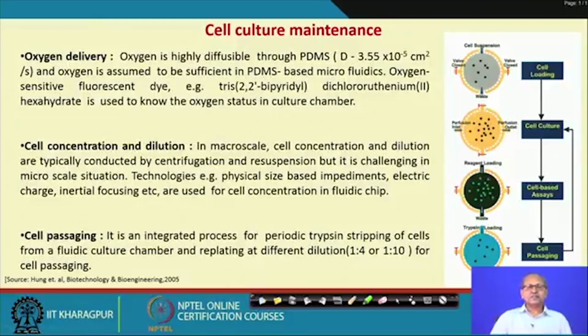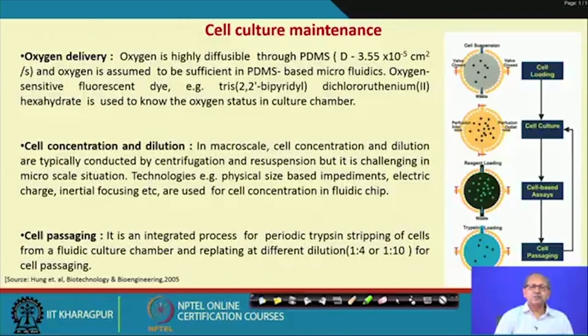and cell concentration and dilution. That is done in macro scale systems by centrifugation, then different dilutions using a centrifuge and a set of tubes. But how will we do it in a micro scale system? That can be done, and technologies have been developed using physical size based impediments, electric charge, inertial focusing, etc. These are used for cell concentration in a fluidic chip itself.